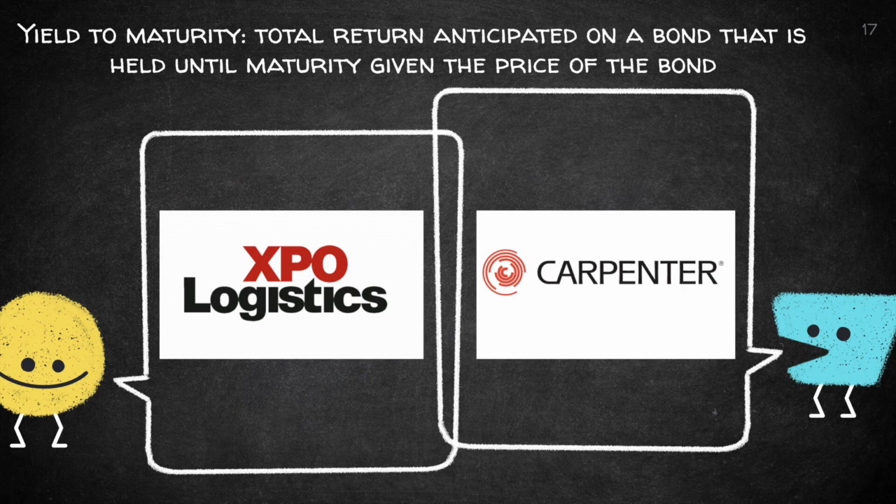As bonds are publicly traded securities, the price of the bond is affected by a number of different factors. One of the most important factors that affect the price of a bond is the yield to maturity. Yield to maturity is the total return anticipated on a bond that is held until maturity given the price of the bond. And the bond's price and its yield to maturity is inversely related.